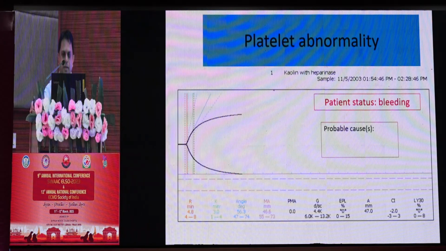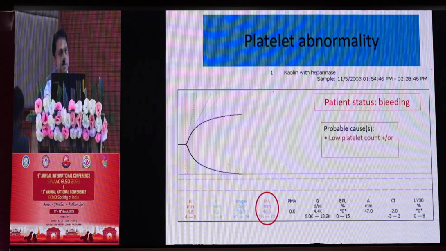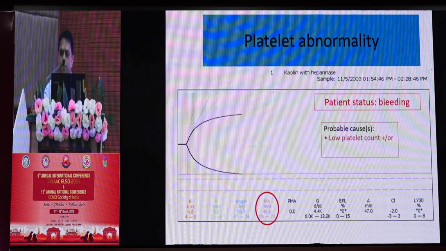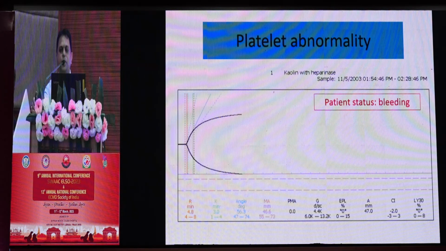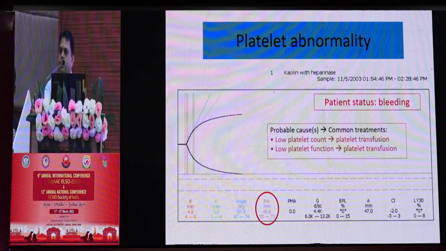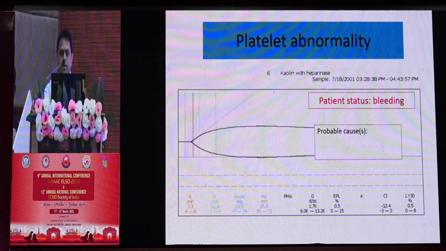Now, in this, where you have a low MA, this could be a platelet problem, and you have run it with a kaolin with heparinase. So you have negated the effect of heparin. This is the TEG, and the MA is low. So most likely it's a platelet dysfunction or a low platelet count. Now, how do you distinguish again between that? And the patient is bleeding, of course, so you need to transfuse in both the scenarios.